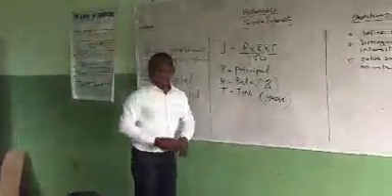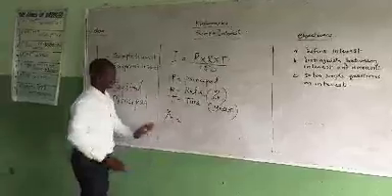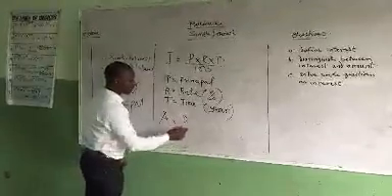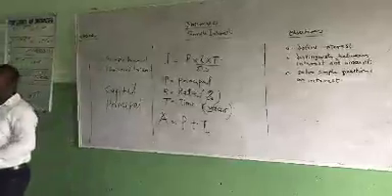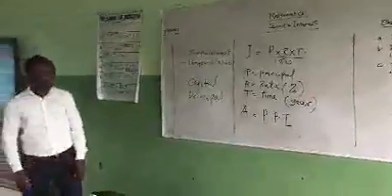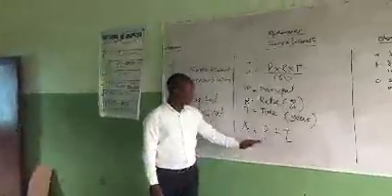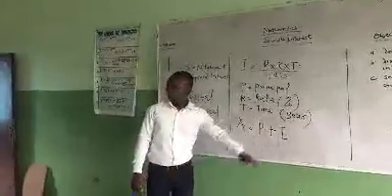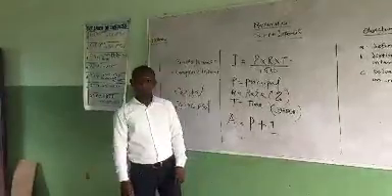Now another important formula is amount. Amount equals principal plus interest. Say that, everybody. Amount equals principal plus interest.